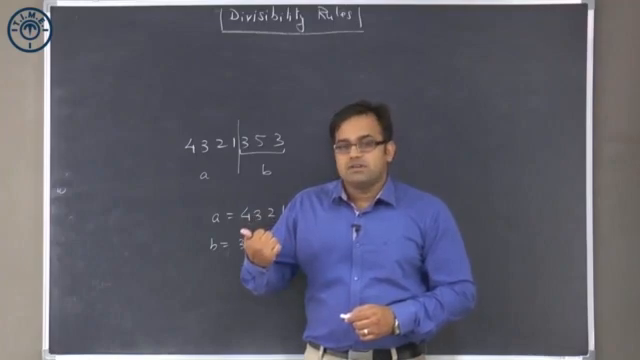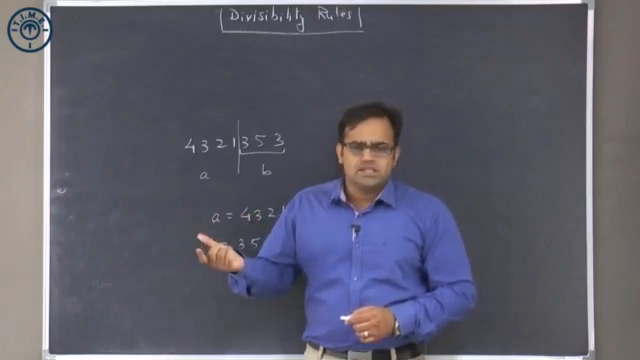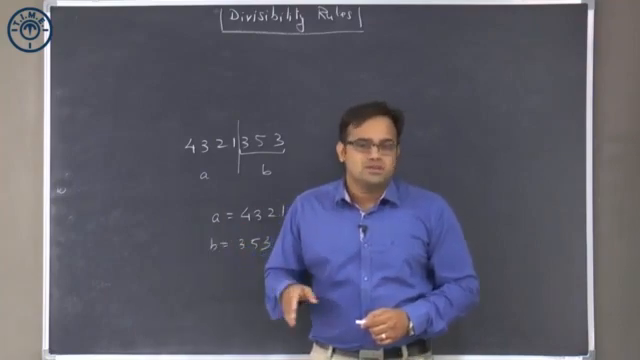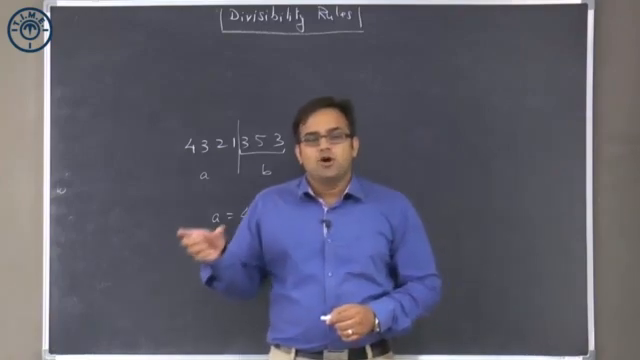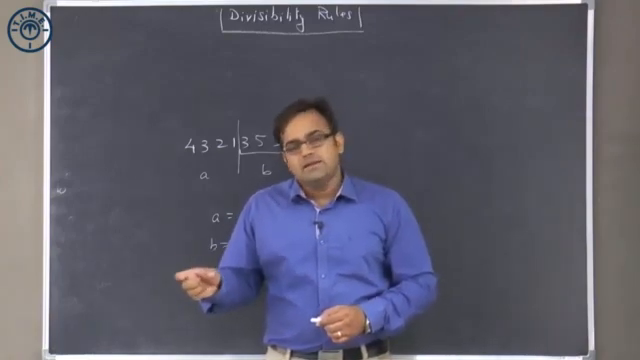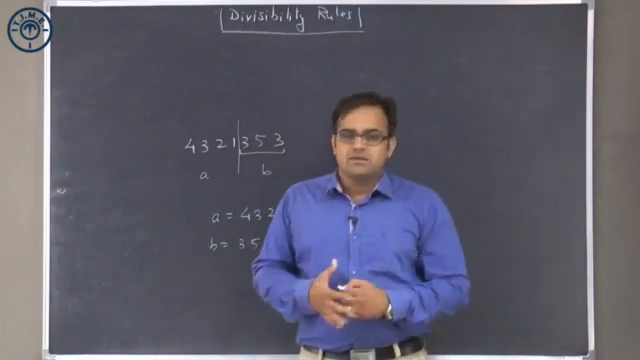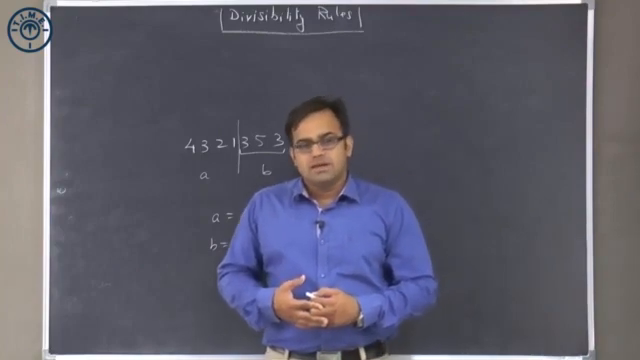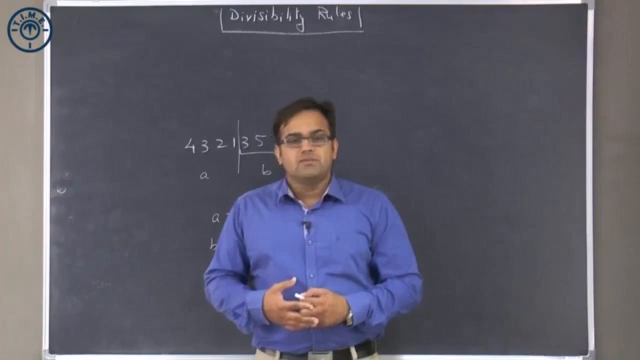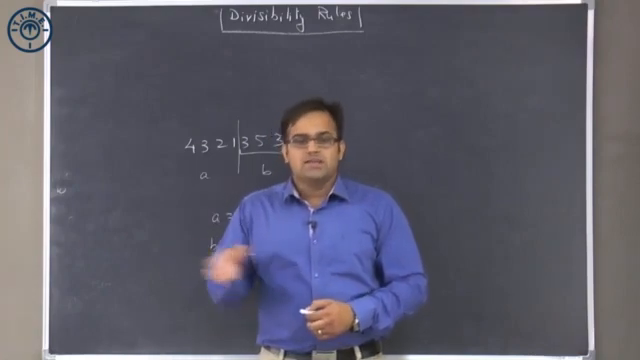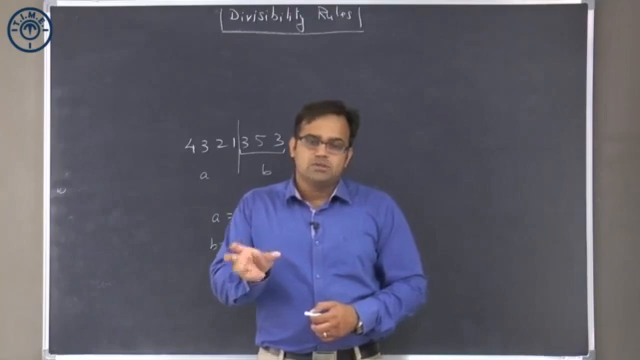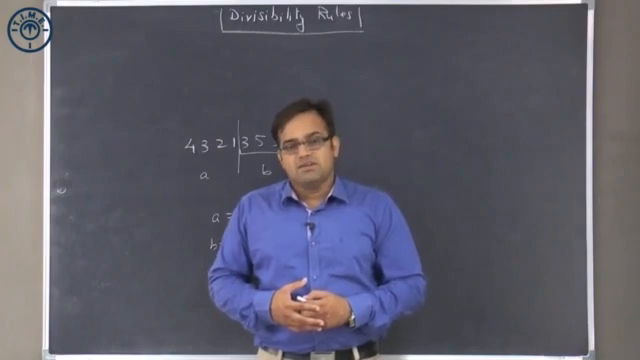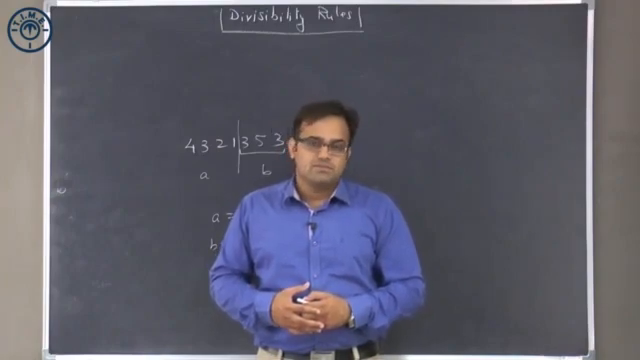For the divisibility rule for 7, there would be two cases. Either the number is up to 3 digits, or it is more than 3 digits. If the number is up to 3 digits, then we simply divide the number by 7 and see what the remainder would be. If the remainder is 0, then the number is divisible by 7. On the other hand, if the number of digits is more than 3, we separate out the last 3 digits. There are two numbers now, A and B. If this difference A minus B is divisible by 7, then the entire number is divisible by 7.